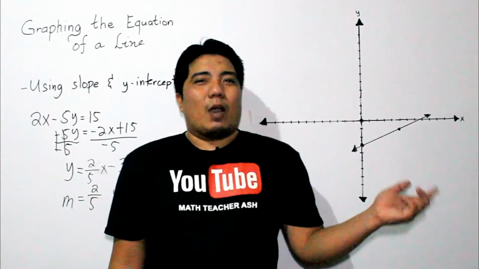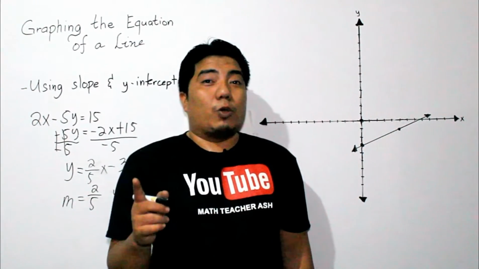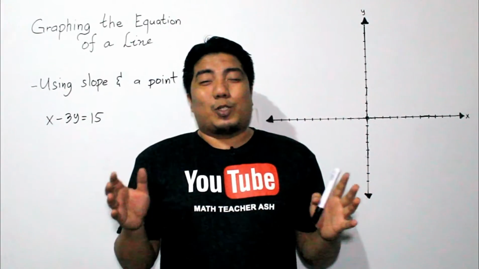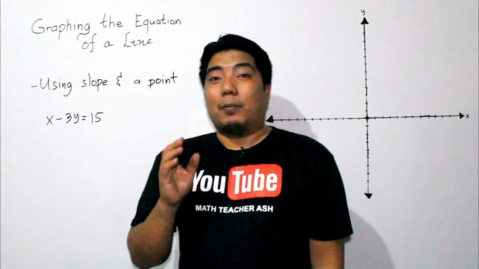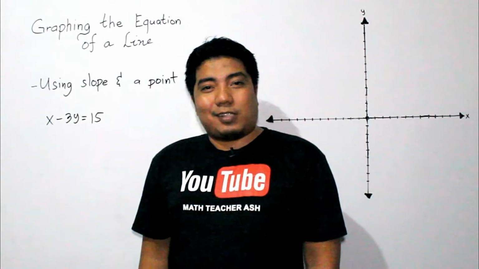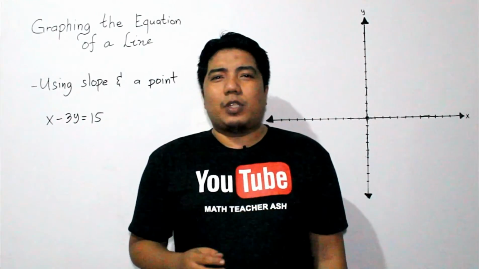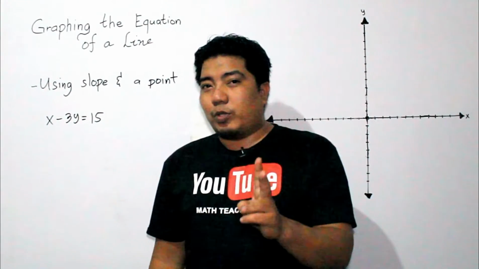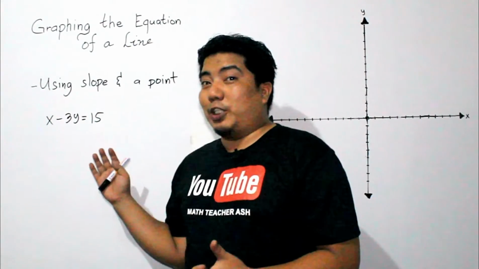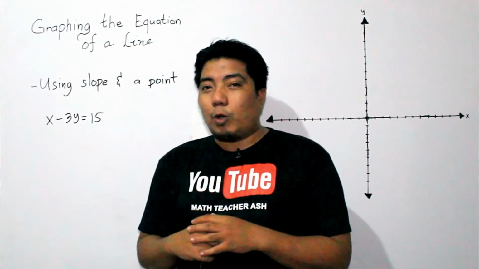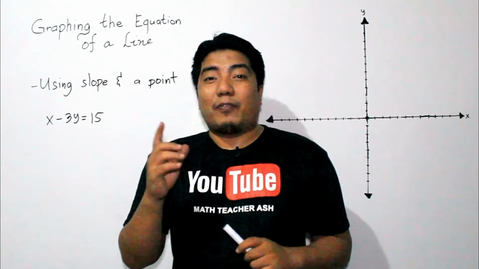Easy, right? Now, let us go to our final condition, that is using the slope and a point. Okay, math learners, we are here in our last condition, using slope and a point, if your linear equation is x minus 3y is equal to 15. Now, how do we do this? There are 2 ways to do this. First, you can change it into the slope-intercept form so you can know what the slope is. And the second is by considering first your point.